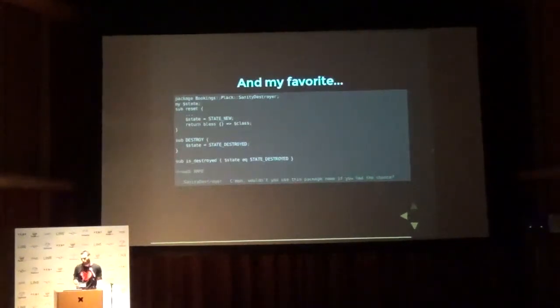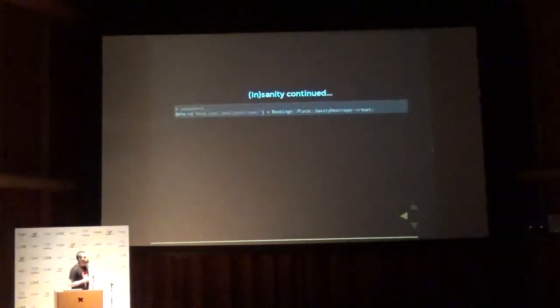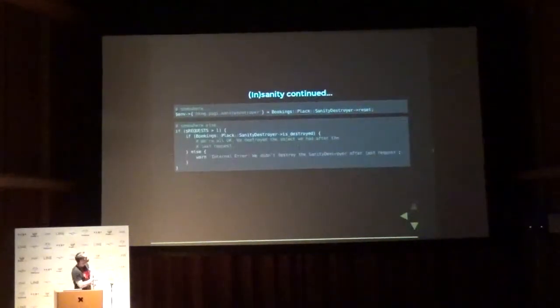Now, why would we do this? Well, when we get a new request, in the environment hash that we get from Plack, from the PSGI protocol, we insert the object with a reset state. Then later on, when we get requests, we can check, wait, was it destroyed or not? Since we know it will be destroyed when it goes out of scope, which happens when we finish a request and clean up everything, if this fails, it means that we have a memory leak. This allows us to monitor memory leaks live.